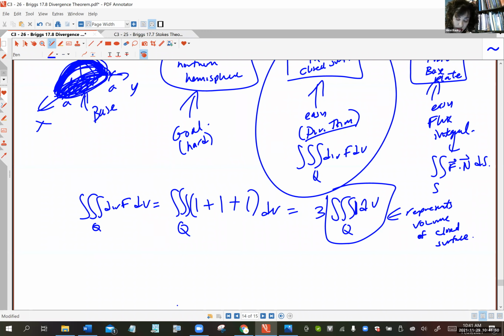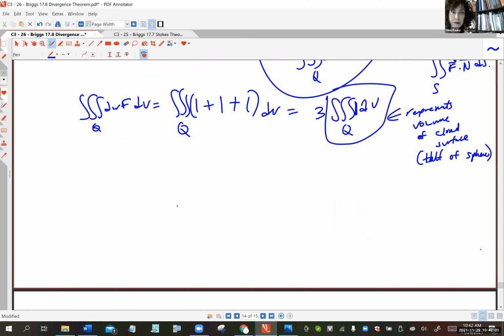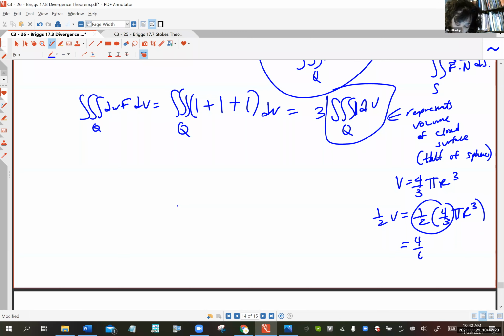Well, what is the closed surface? It's a half of a sphere. And we just use our knowledge of finding the volume of a sphere. Now, I don't know if you know it by memory, but I highly recommend you put this on your sheet of notes for the final: the volume of a sphere is 4/3 pi r cubed. So half of a sphere's volume will be half of 4/3 pi r cubed, okay? So the radius that we have, and then you can reduce 4/6, right?